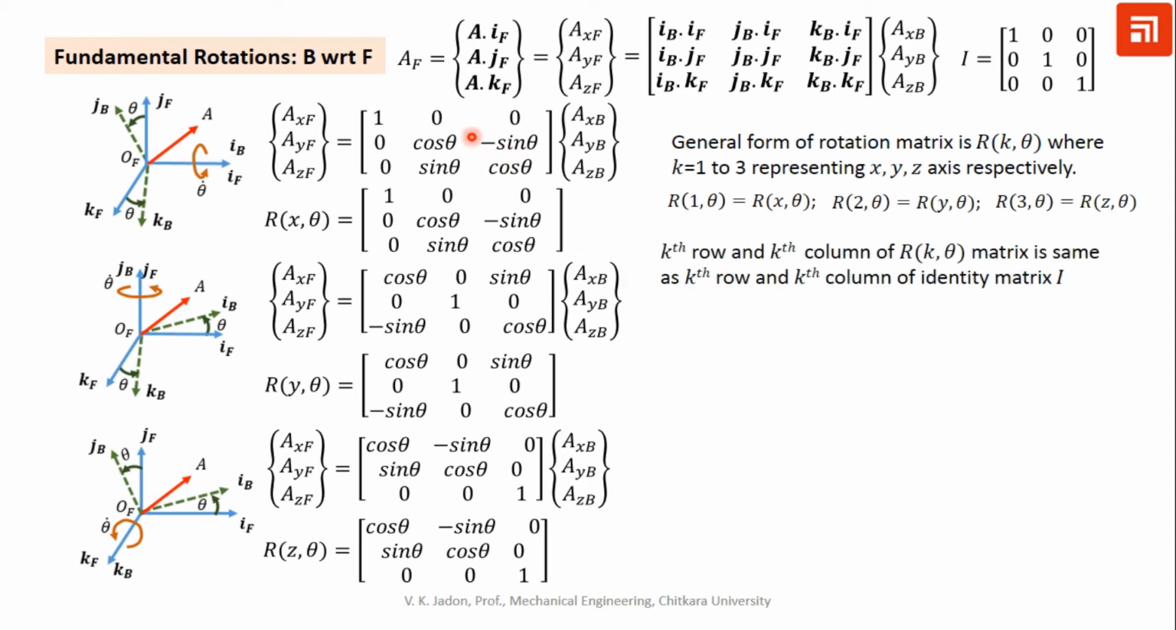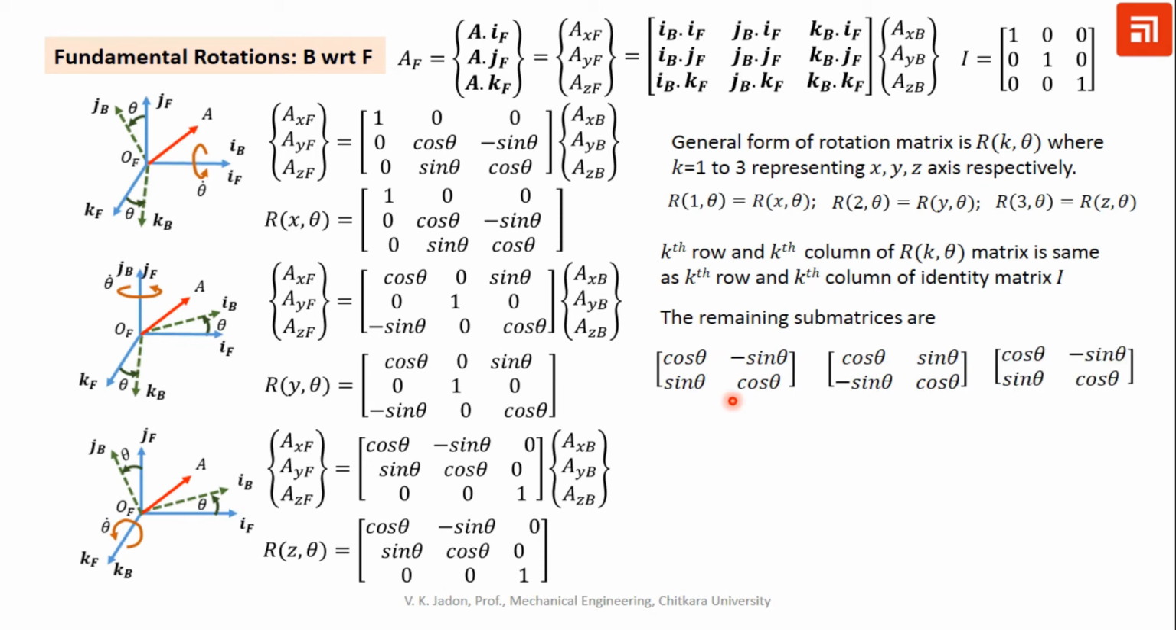We can also see from these matrices that the kth row and kth column of the Rk(theta) matrix are the same as the kth row and kth column of the identity matrix. It means if k is 1, we are talking about the rotation about x-axis, so this row and this column will be there here. When we take k is 2, then the second row and second column will be present here. When we take k is equal to 3, it is the third row and third column.